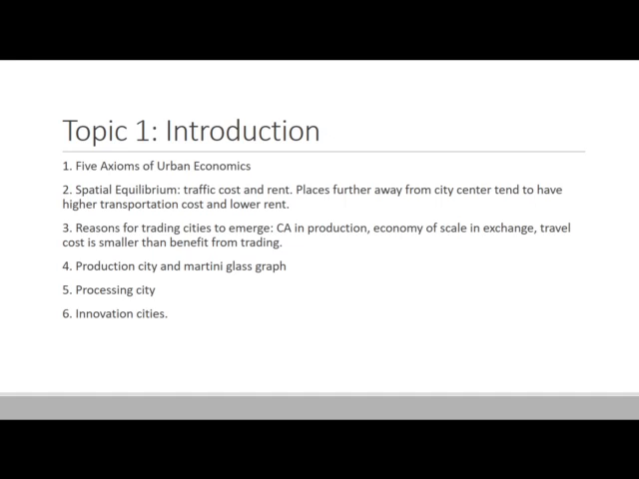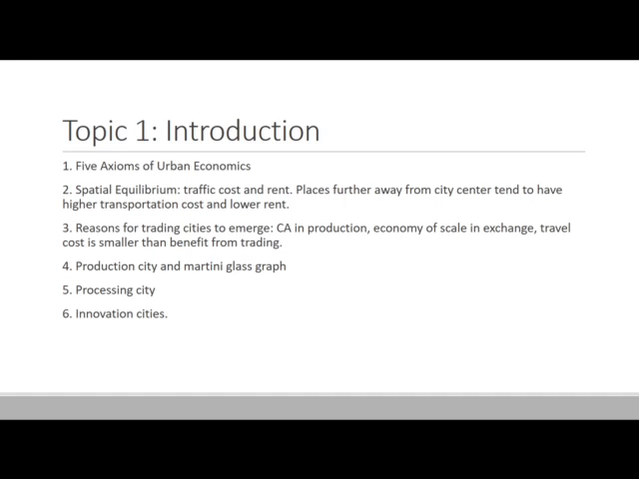And next to that, we also have the processing city. A processing city is a little bit different from a production city, because in a production city the factories want to be closer to the consumers. In a processing city, the factories want to be closer to the source of materials and so on. And in this case, to calculate the market area, the shape is more like an arrow, as we said before, instead of a Martini glass.